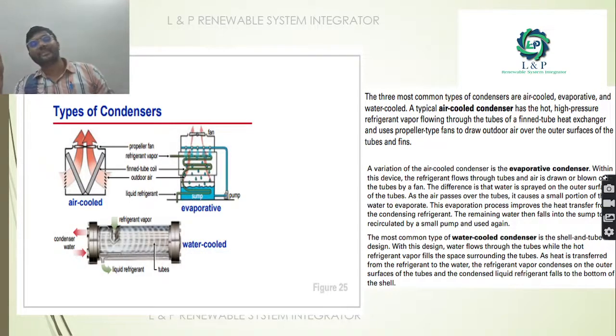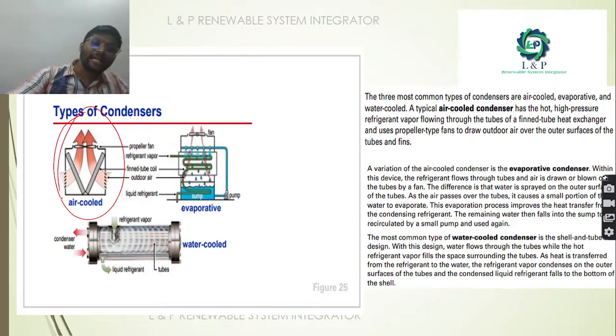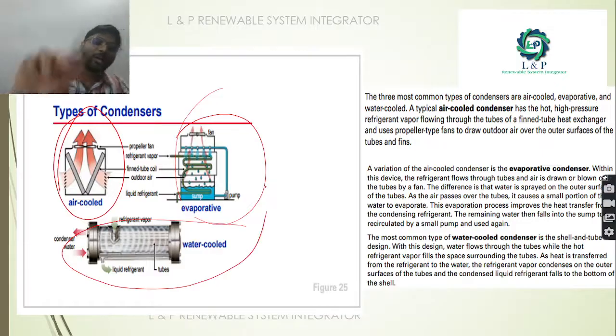So what are the different types of condensers? We have three different types of condenser. One is the air cooled type, the other one is the evaporative type, and the third one is the water cooled type.